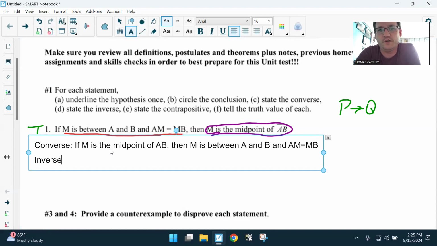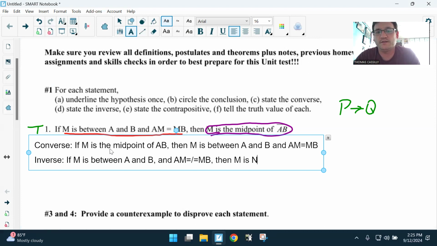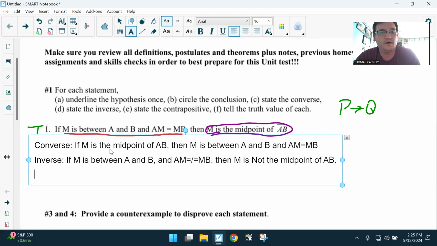The inverse. The inverse is where you keep the same order as the original, but you negate both of them. All right, so what is this one going to look like? I'm going to say if M is between A and B, and AM is not equal to MB, then M is not the midpoint of AB. That one's done.